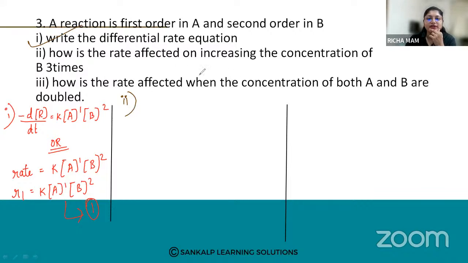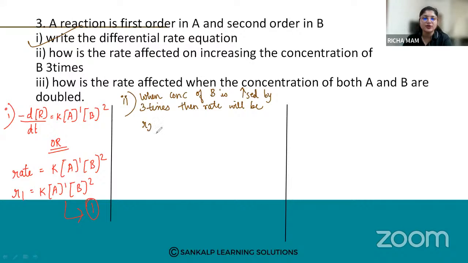Second one: when the concentration of B is increased 3 times, what will be the rate? So let us write. R2 will be equal to K into A raised to 1, and what is happening to the concentration of B? 3 into B squared. So this is the concentration of B.